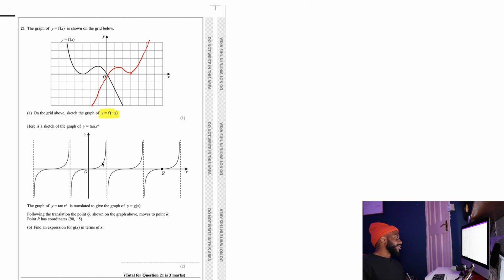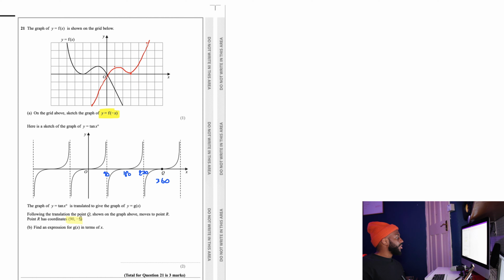The second part of the question is a tan graph. So it's a sketch of a tan graph. Again, you should be familiar with this. You've got 0 there. This asymptote is at 90, 180 there, 270, 360, and that's a cycle between 0 and 360. It repeats every 180. Okay, so this point Q that I've just covered up, let me rub that out a bit, moves to point R.